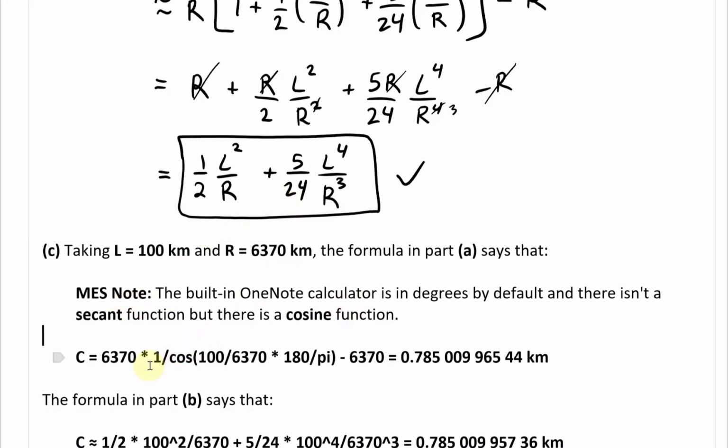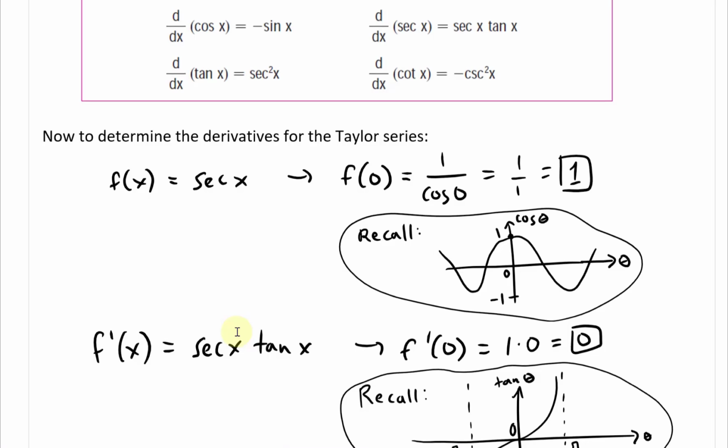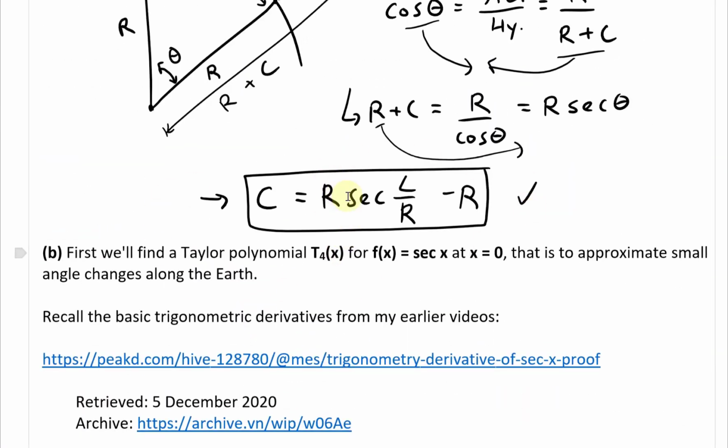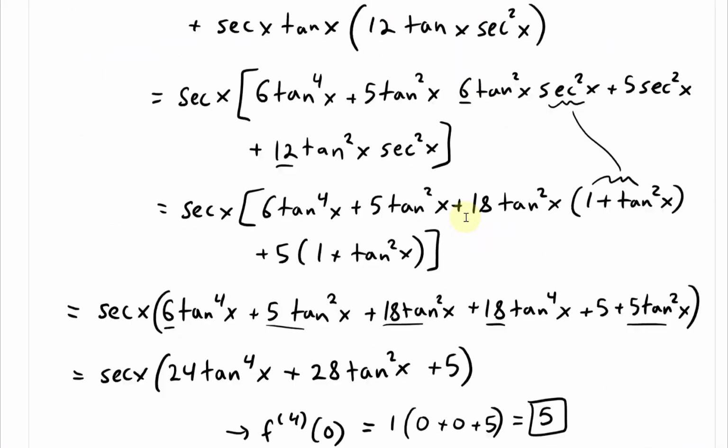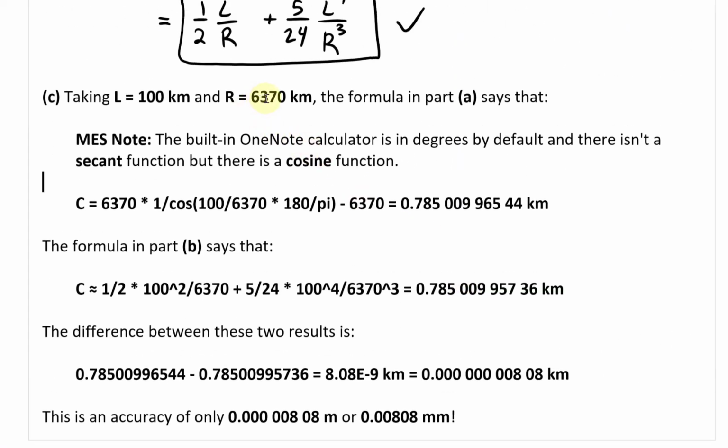So if we look at part A, which is the exact one, let's scroll up to part A, which is this one right here. So C equals R secant of L over R, minus R. So let's see the correction given our 100 kilometers and R is 6370. So we have C equals R times secant, which is just 1 over cosine, of L, which is 100, divided by R. And then I'm going to have to convert this into radians, so we multiply by 180 degrees divided by pi. And then you have this 1 over cosine, which is secant, and then minus R, which is 6370.